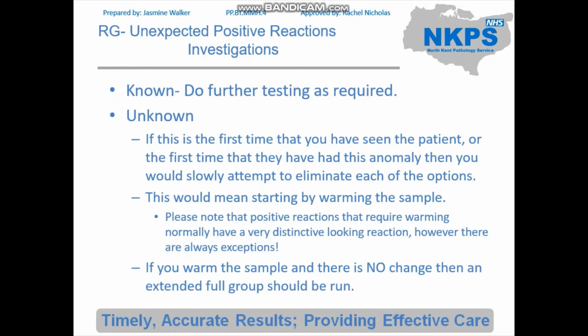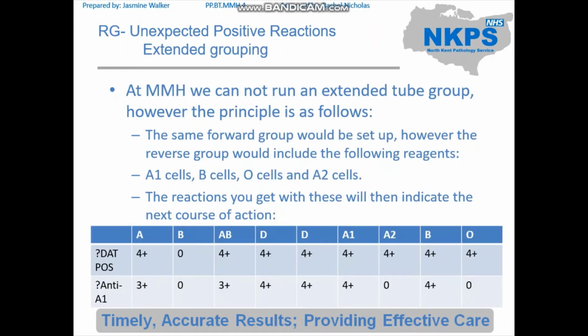If you warm the sample and there's no change, and you think it is due to the warm agglutination, then you can send it away to the NHSBT and they should be able to get you a blood group. If you're not sure that it's due to the warm agglutination, then you should run an extended full group.